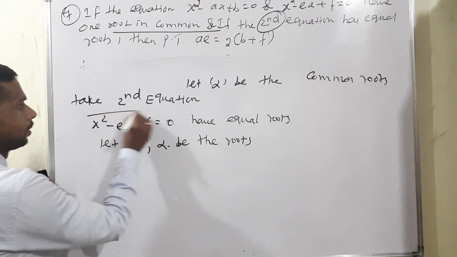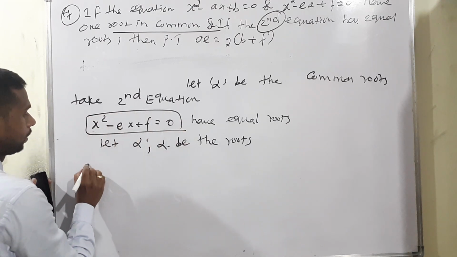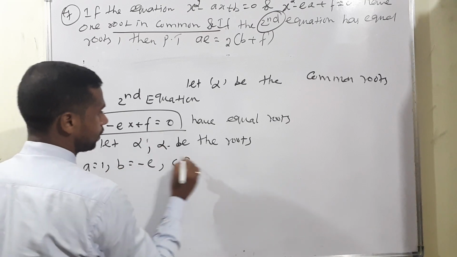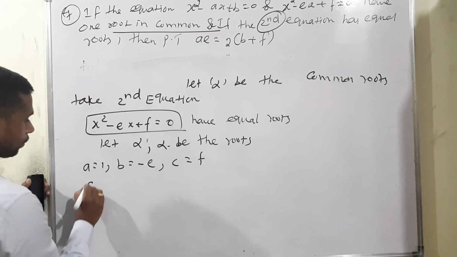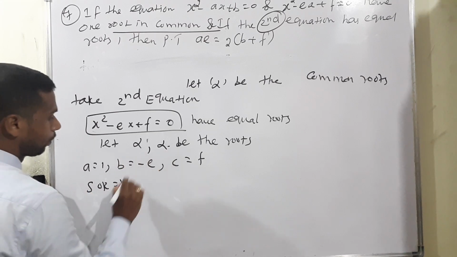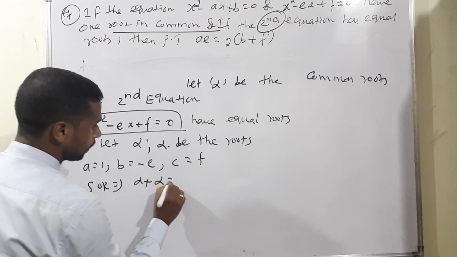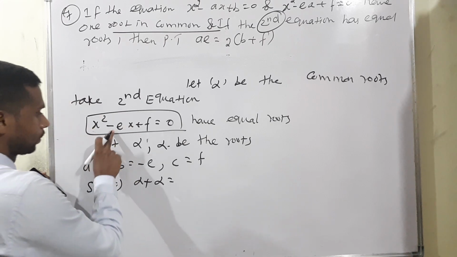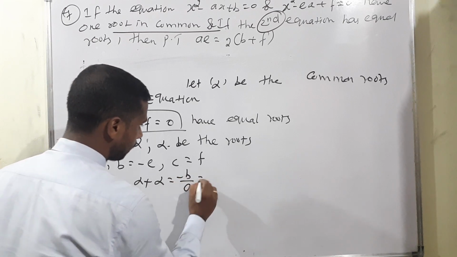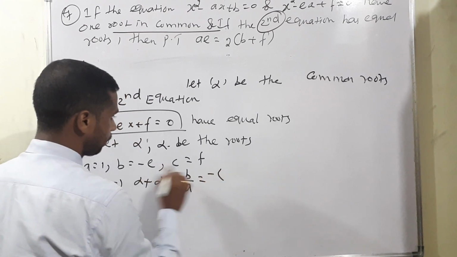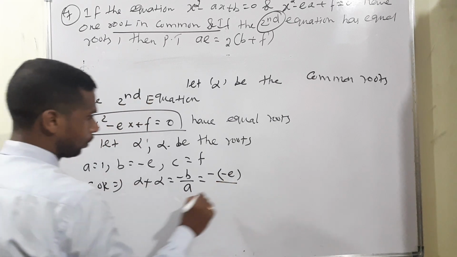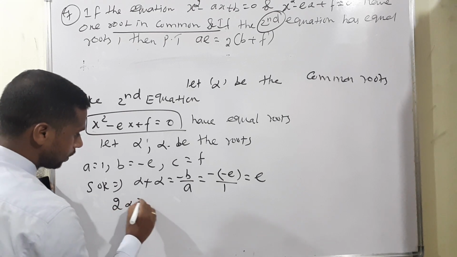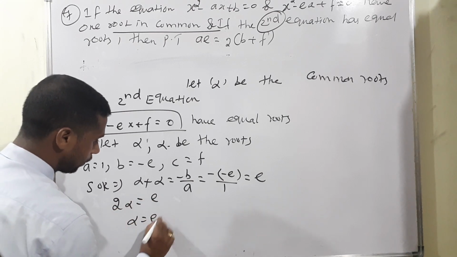Now from this equation we can identify a is equal to 1, b is equal to minus e, constant c is equal to f. Now the sum of the roots, alpha plus alpha, is equal to minus b by a, which is minus of minus e divided by 1, that is e. Therefore 2 alpha is equal to e, so alpha is equal to e by 2.